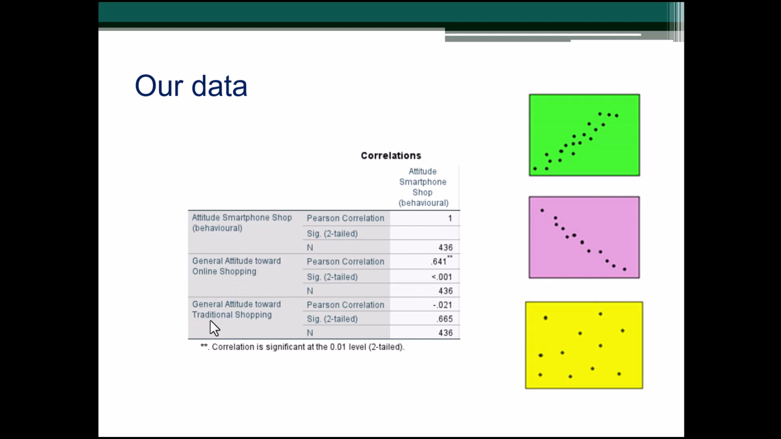If we look at the next one though, attitudes towards smartphone shopping and attitudes towards traditional shopping, you can see it's a negative number and it's very small, and it's actually a non-significant correlation. So the significance level is well above the 0.05 cutoff at 0.665. So what we'd say is any apparent relationship here is just due to random sampling error or chance.